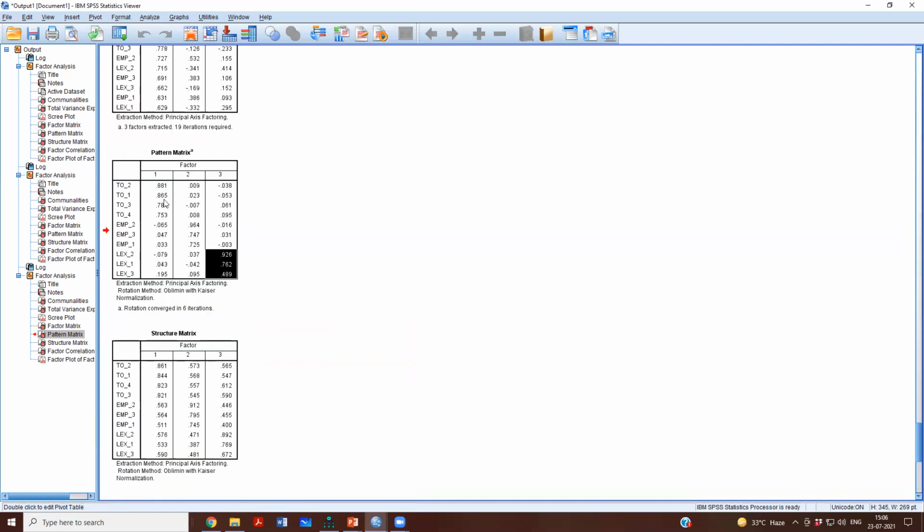So this is another way. This is how, if you thought theoretically, because you are the person who has developed the instrument, you are the individual who knows how many factors to expect. And this is another way that you can ask the software to extract the number of factors that you expect, by inputting that number.